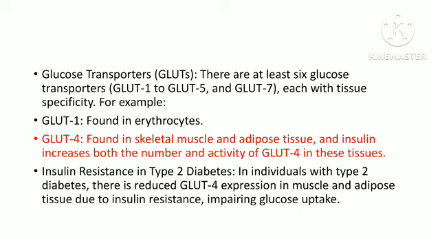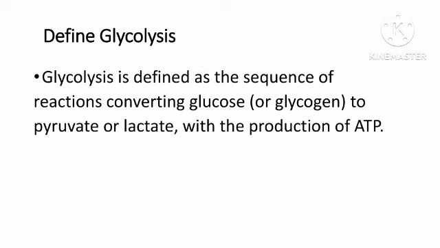In individuals with type 2 diabetes, there is reduced GLUT4 expression in muscle and adipose tissue due to insulin resistance, impairing glucose uptake. Define glycolysis. Glycolysis is defined as the sequence of reactions converting glucose, or glycogen, to pyruvate or lactate, with the production of ATP. Salient features of glycolysis.